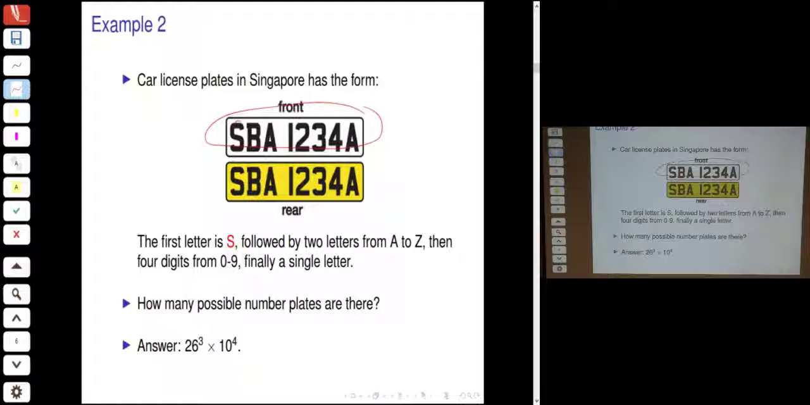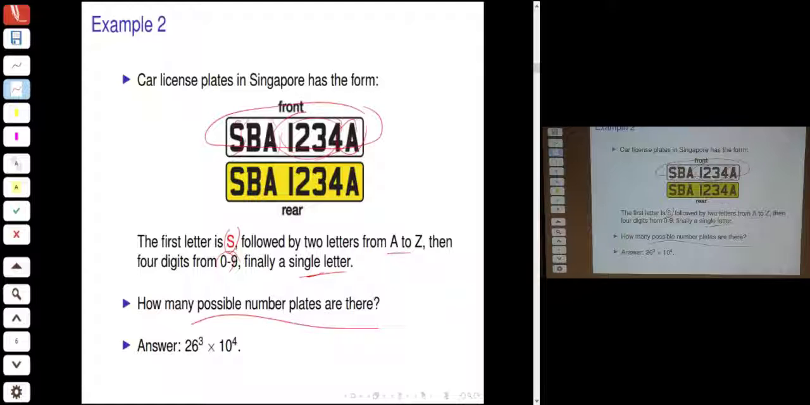The first letter is S. The following two letters could be anything, any combination of two letters between A and Z. Next, there are four digits between 0 and 9, as in here, and then a single letter. So this is the format. And the question is, how many possible number plates are there? Okay.